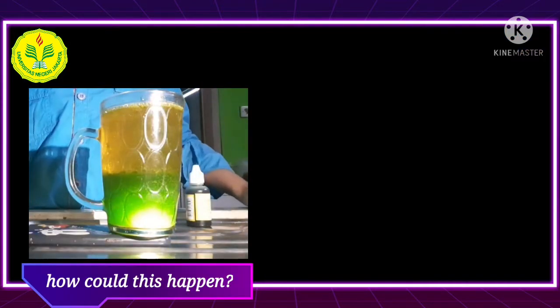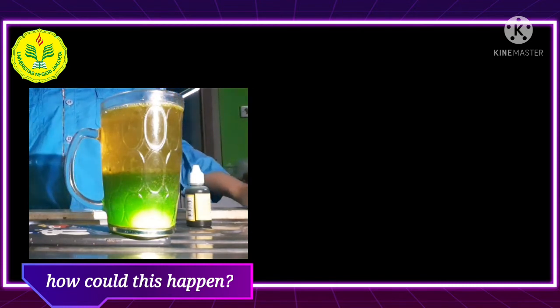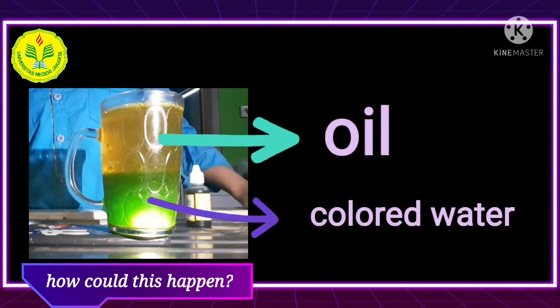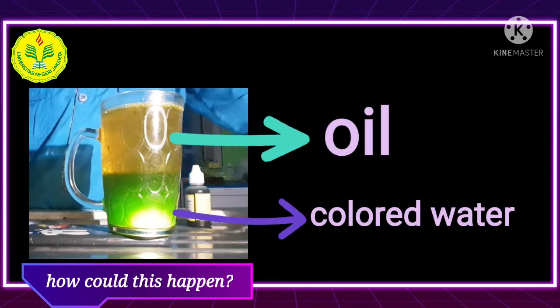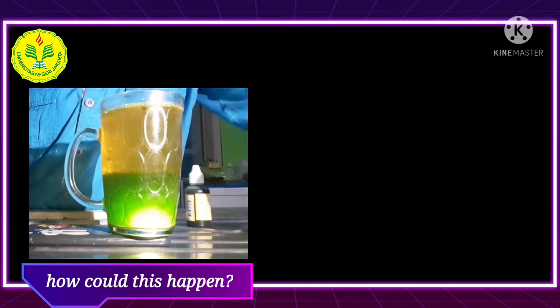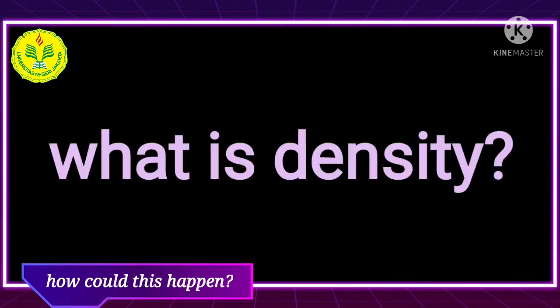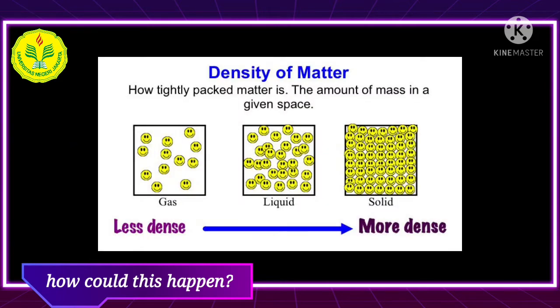So, how could this happen? Before the effervescent is dropped in the glass, the oil floats on the colored water. Oil floats because it is less dense than water. So, what is density? Density is a measure of how compact the mass in a substance or object is.